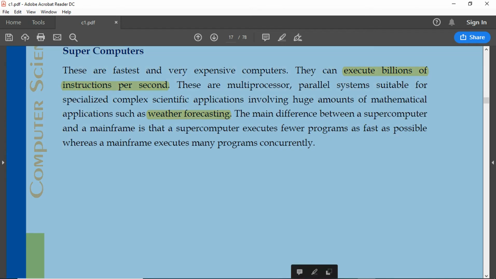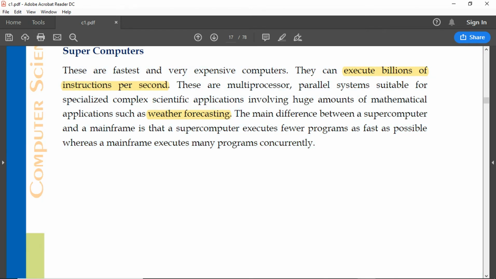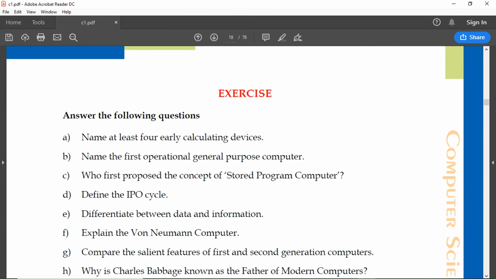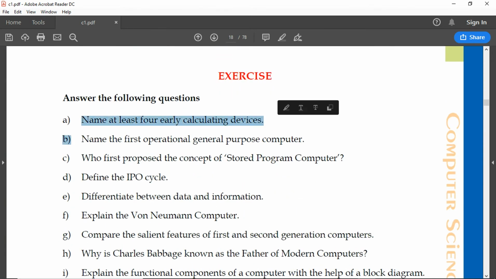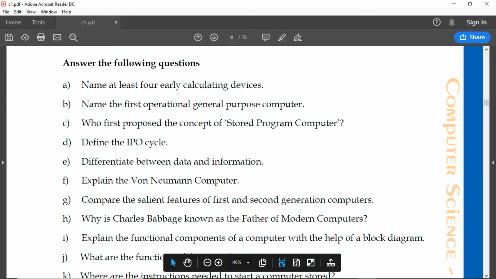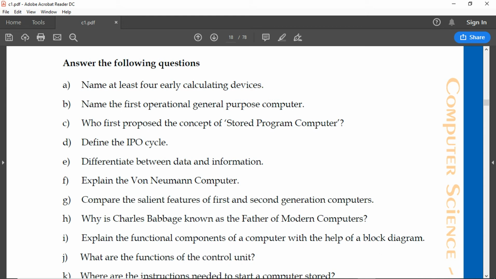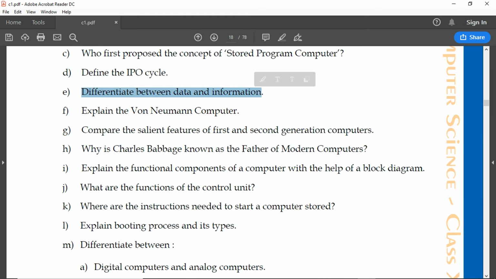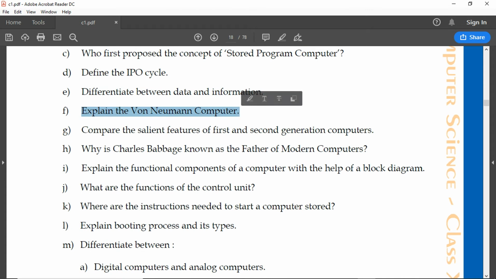19. Exercise. Answer the following questions. A. Name at least 4 early calculating devices. B. Name the first operational general-purpose computer. C. Who first proposed the concept of stored program computer? D. Define the IPO cycle. E. Differentiate between data and information.